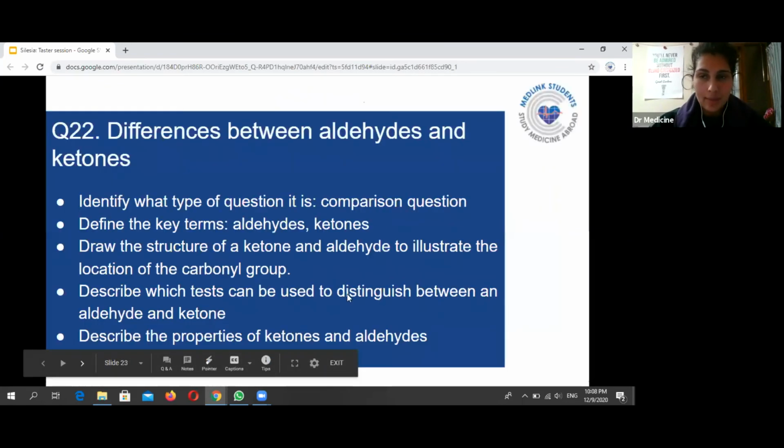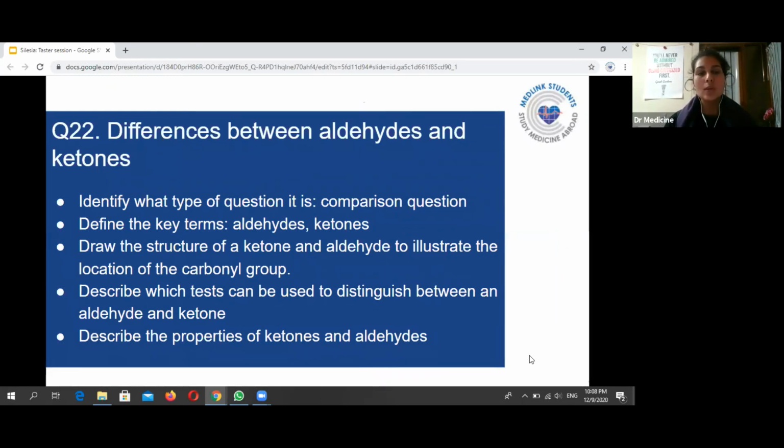Okay, so chemistry. In chemistry, I chose again a comparison question: differences between aldehydes and ketones. So, just an overview of how I would structure this question. It's a comparison question, and this is a classic example, but it's only asking to mention the differences. It doesn't ask for the similarities, it just says the differences. So in this case, just answer specifically what they would like.